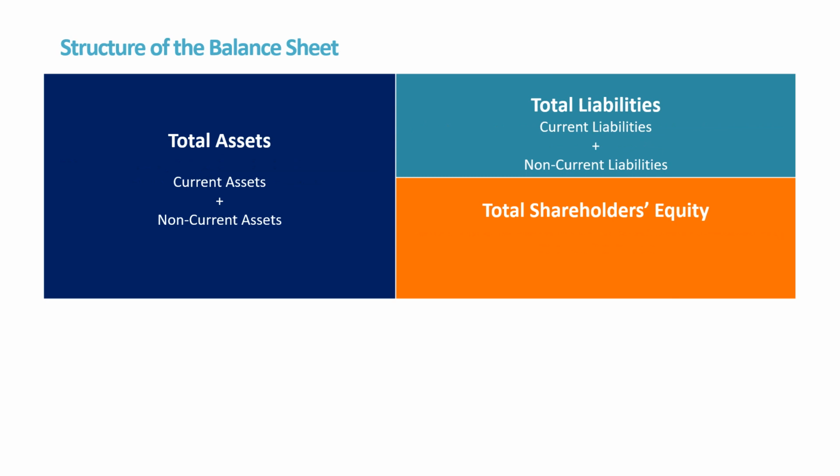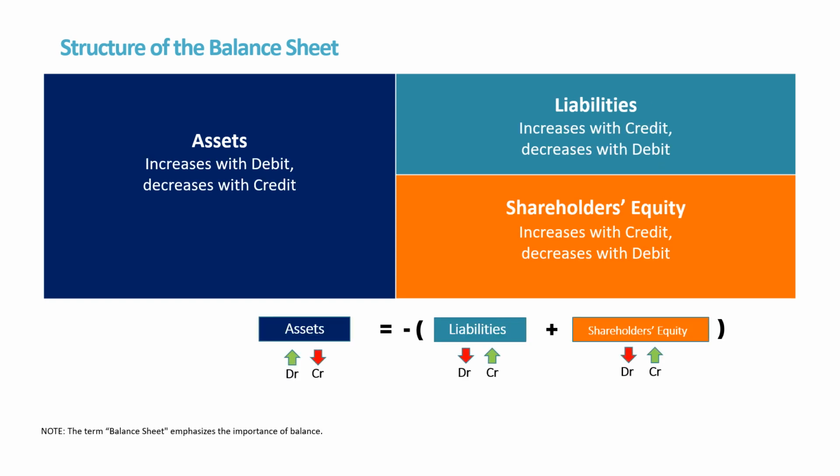Additionally, both assets and liabilities can be categorized as either current or non-current, depending on their liquidity and expected duration. It's important to remember that the total balance of assets must always equal the sum of liabilities and shareholders' equities with opposite sign. In other words, the debit balance on the left side should match the credit balance on the right side. The term balance sheet underscores the importance of this balance.